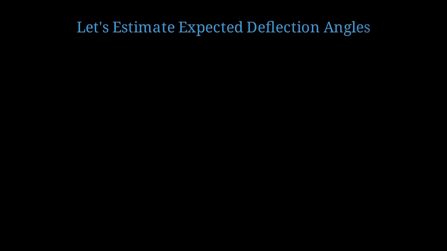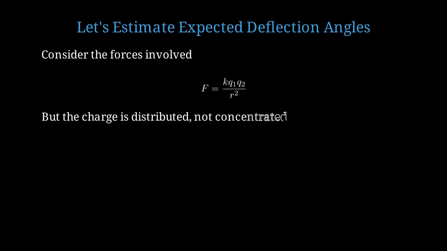Now let's do some physics. Can we estimate what deflection angles the Plum pudding model predicts? The alpha particle has a charge of plus 2e. The positive charge in the atom is spread over a radius of about 10 to the negative 10 meters. The electrostatic force between charges is K times Q1 times Q2 divided by R squared. Here's the critical point. In the Plum pudding model, at any given instant, the alpha particle only interacts with a small fraction of the total positive charge nearby.